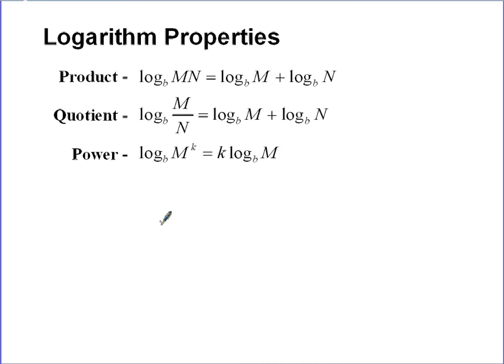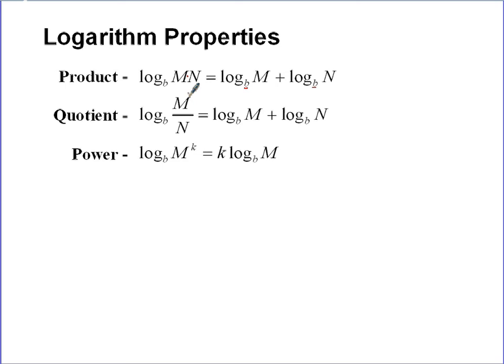The product rule says when I have the log of some base of two things multiplied, that's what that stands for, m times n, two different things multiplied. That's equal to, I can separate them out with addition as long as I have the same bases under here of those two things that were multiplied in that first log.